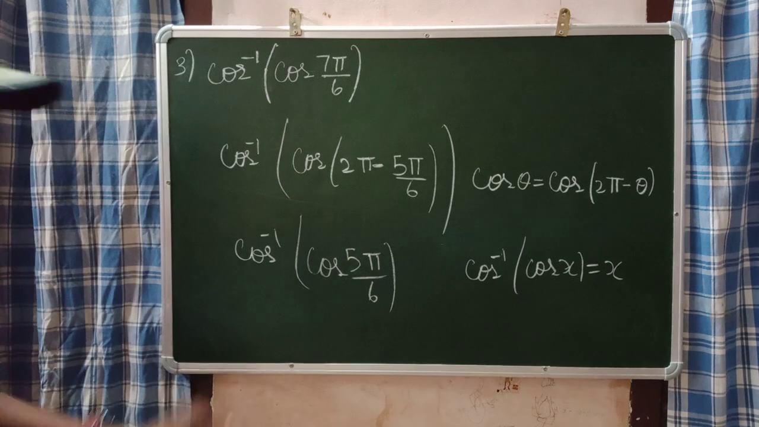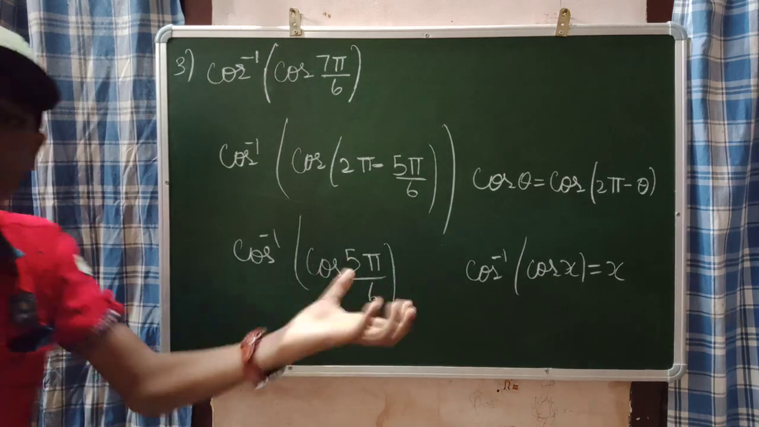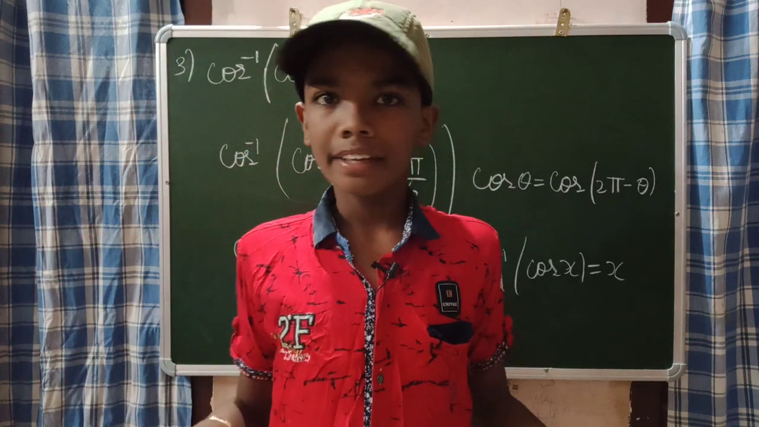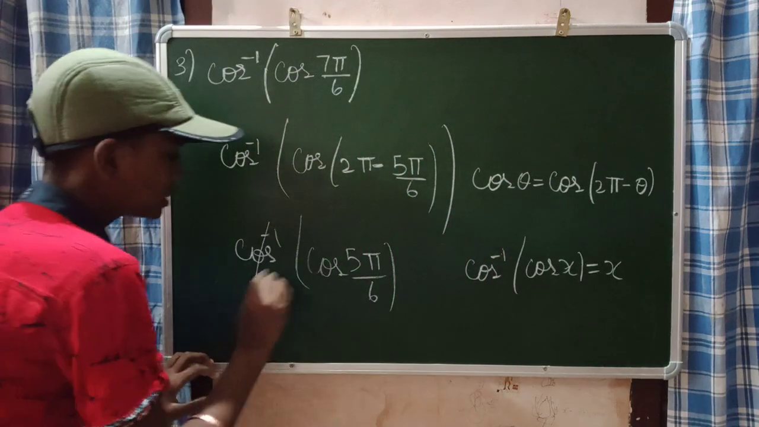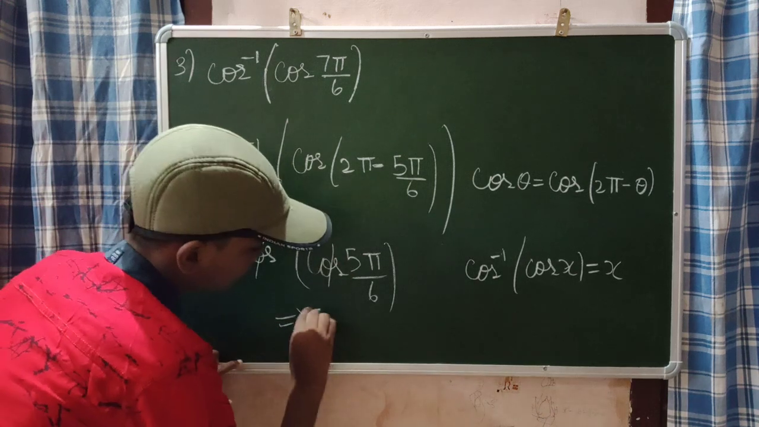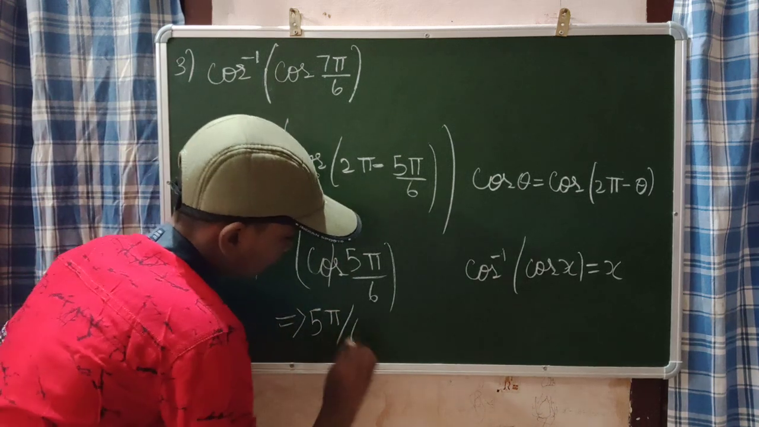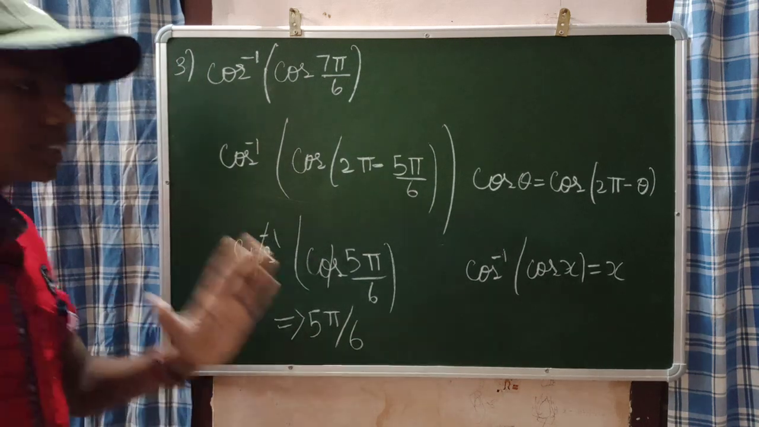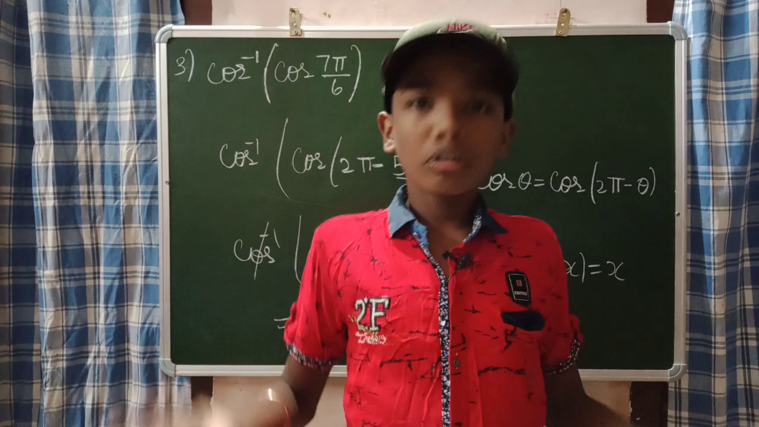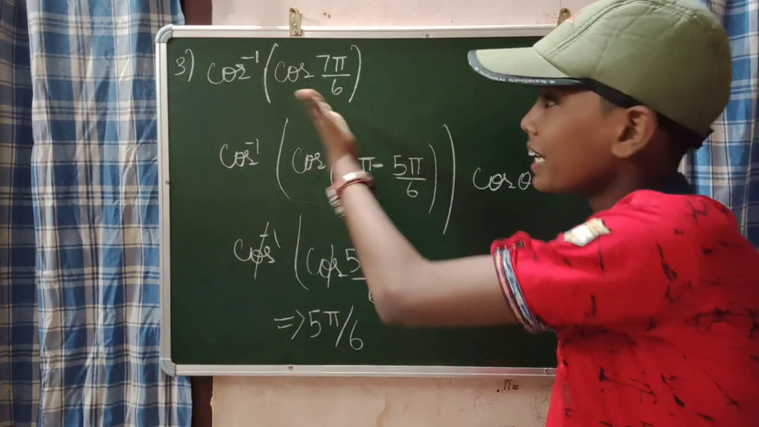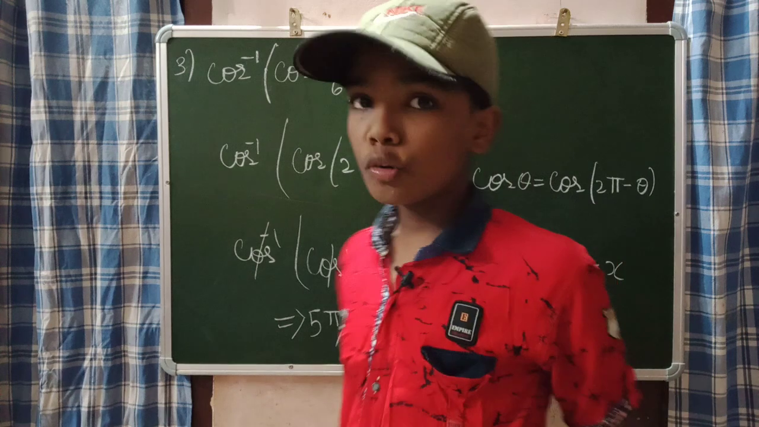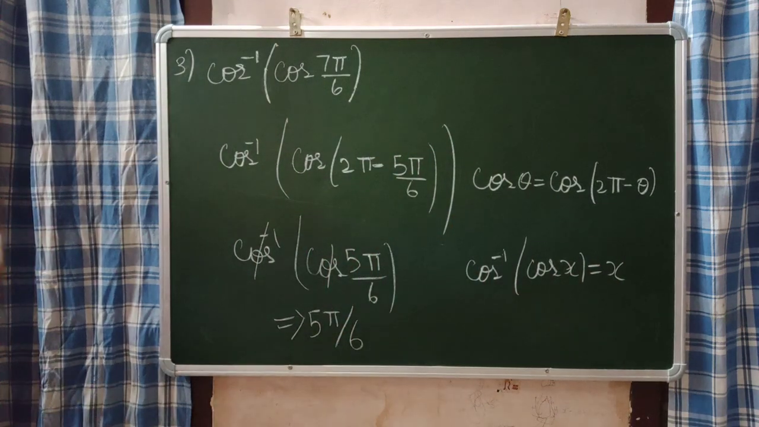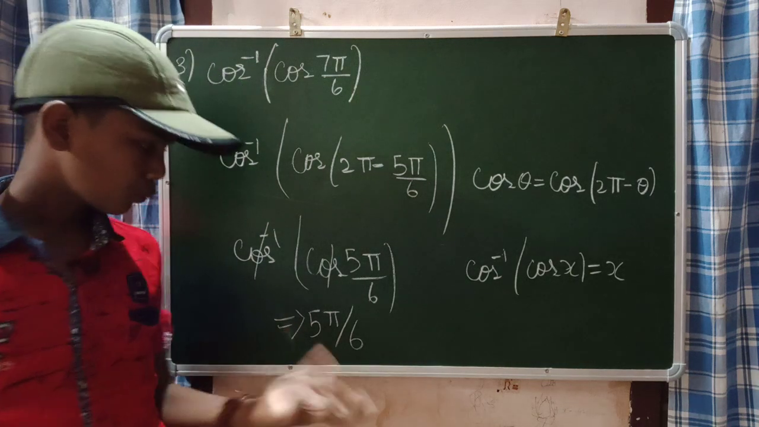Now see whether 5 pi by 6 lies in the interval of 0 to pi. Yes, 5 pi by 6 lies in the interval of 0 to pi, as you guys know. Now you can cancel this cos inverse and cos, and the answer is 5 pi by 6. This question is an easy question, but it's testing your conceptuality. This question can also be expected in your CBSE term 1, so please make a note of it guys. It's a very good question. So our answer is 5 pi by 6.